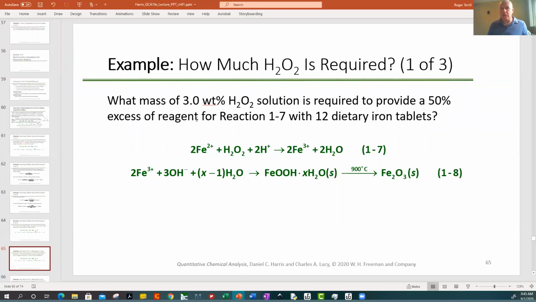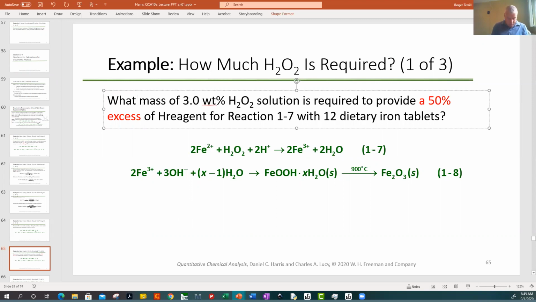What mass of 3% peroxide is required to provide 50% excess of peroxide? So this is H2O2. So 50% excess of H2O2. Now, if you've got 3%, how much do you need to get 50% excess?